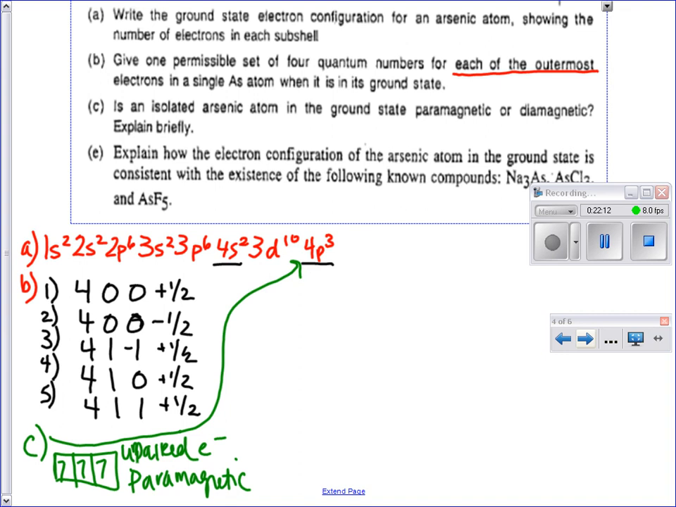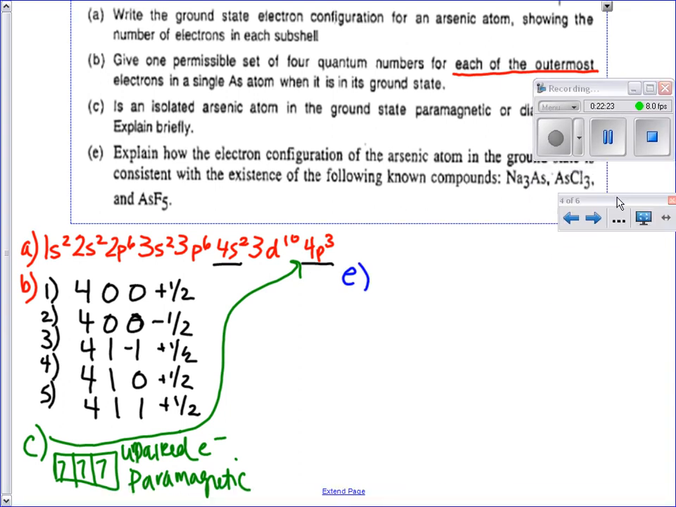Explain how the electron configuration of the arsenic atom in the ground state is consistent with the existence of the following compounds. So when we look at, all I really need to look at to talk about bonding is stuff beyond the noble gas configuration. We don't ever need to look at all of this stuff here.